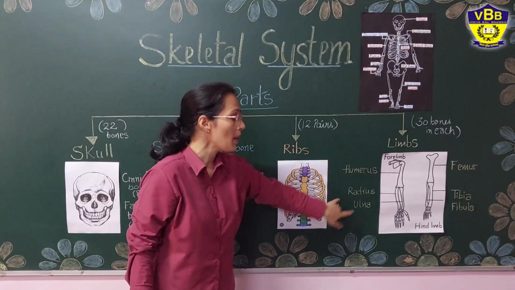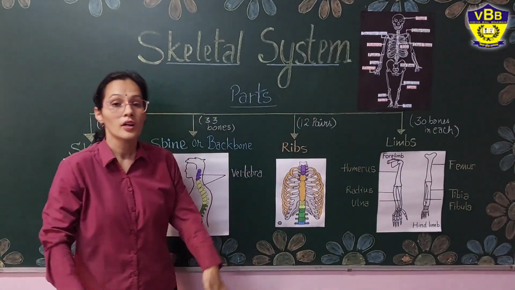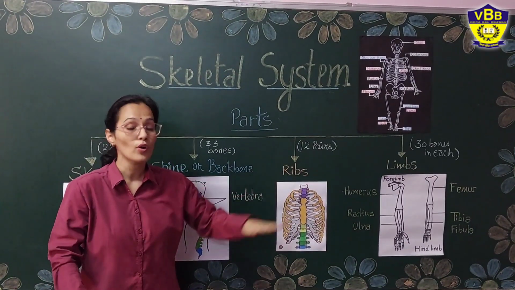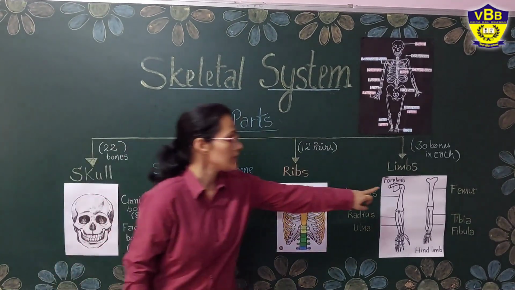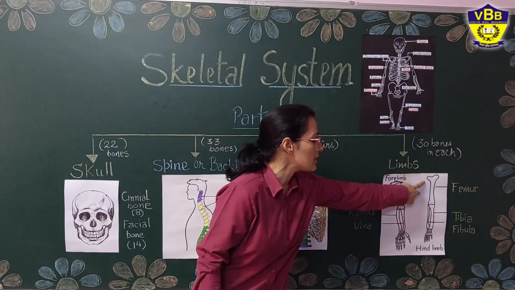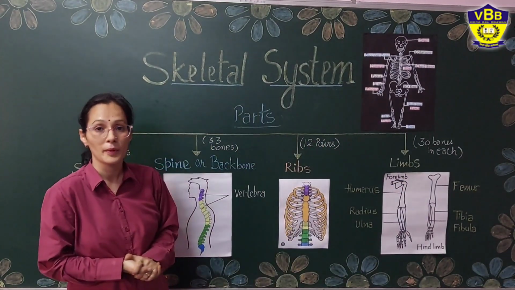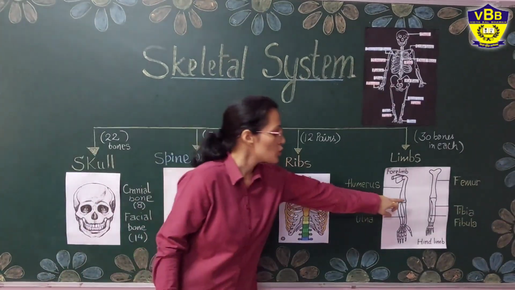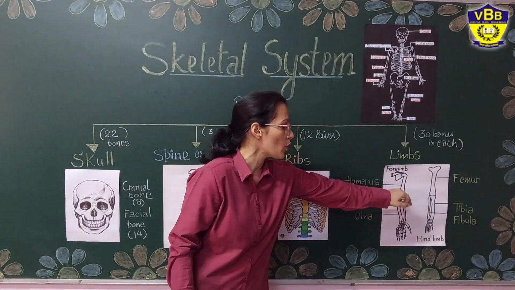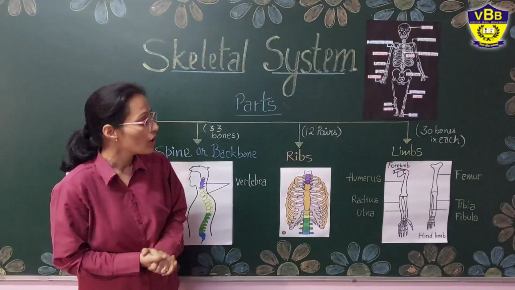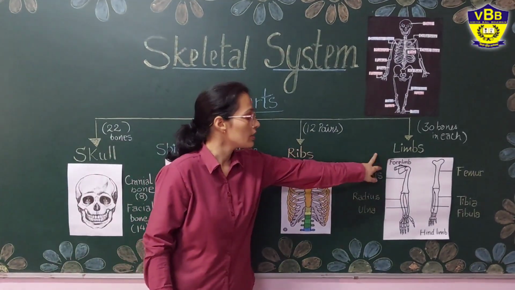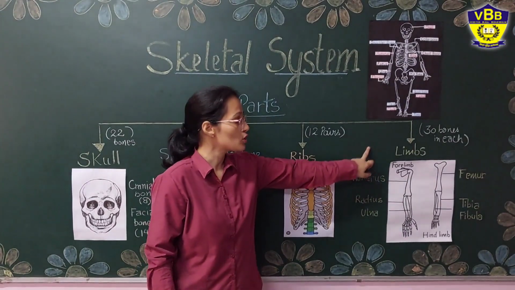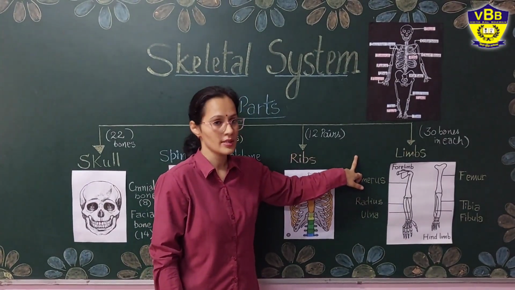So this is your forelimb, and when we talk about the hind limb, the longest bone in our skeletal system is the thigh bone, or you can call it the femur. So you can see here, this is our longest bone in the skeletal system. It is called the femur or the thigh bone. And similar to the forelimb, the hind limb is also comprised of 2 different bones in the lower portion, that is tibia and fibula. So this is how the limbs are divided, forelimbs and hind limbs. 30 bones in each side.